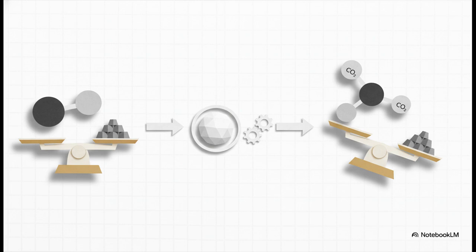Let's say we want to know how much carbon dioxide we can get from 12 grams of carbon monoxide. Okay, step 1. Convert that 12 grams of CO into moles. We just divide by its molar mass, which is 28, and we get 0.428 moles.